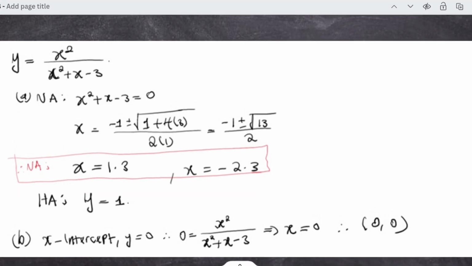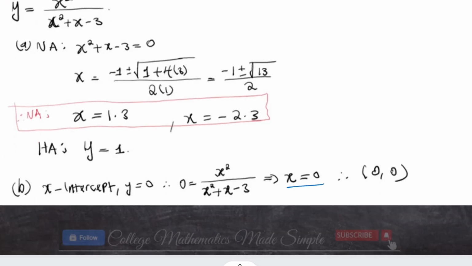Now we can go ahead and find the x-intercept. So at the x-intercept, y is equal to 0. And if we equate the whole function to 0, we find that x squared is equal to 0, so that x is equal to 0. So the x and the y-intercept is at (0, 0). Okay.